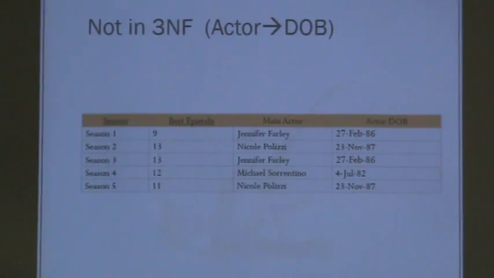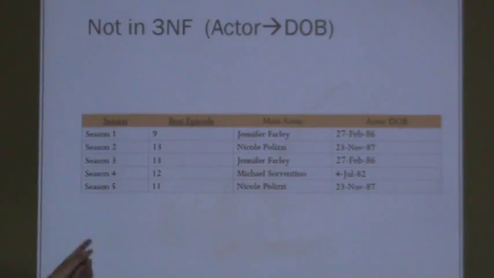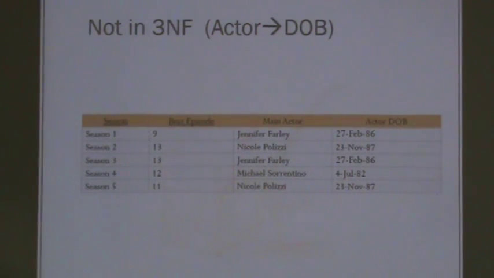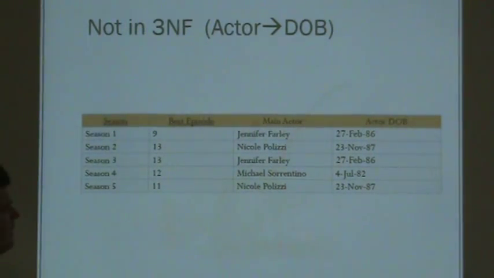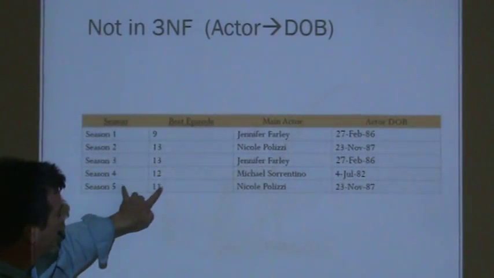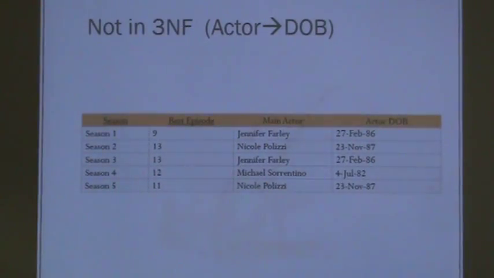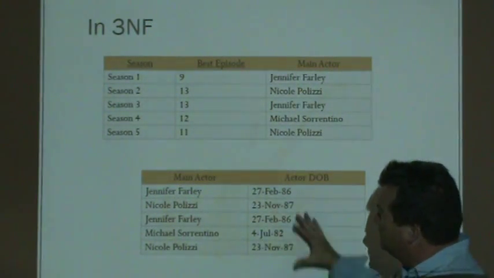It is in second normal form because there is no column that is dependent on part of the key. It's not like season tells us the date of birth of a certain actor, or that best episode will tell us the date of birth. And these fields alone will never tell us who the best actor is. So this is the third normal form of that example.